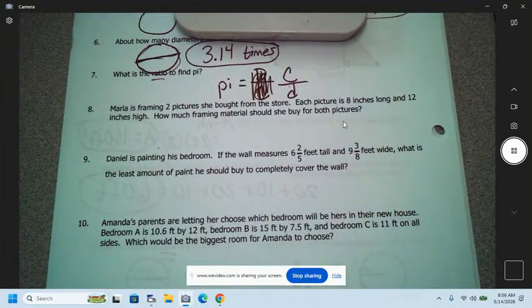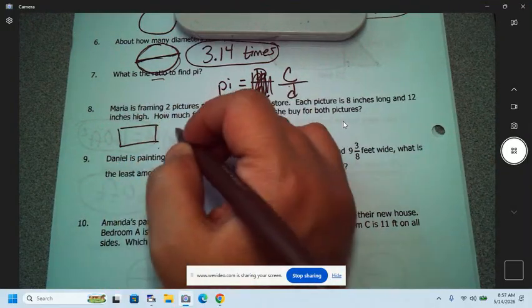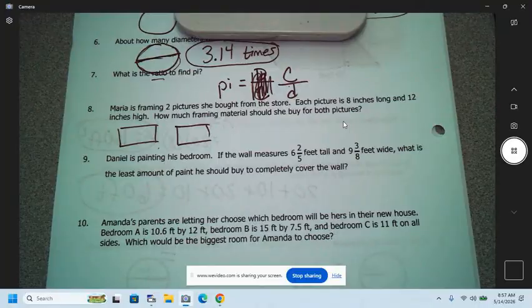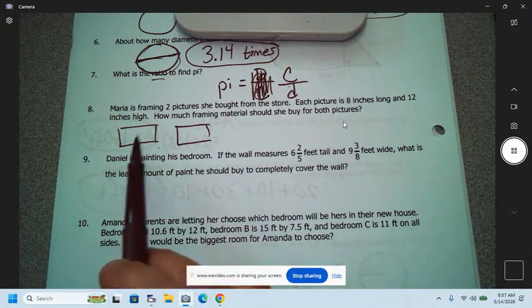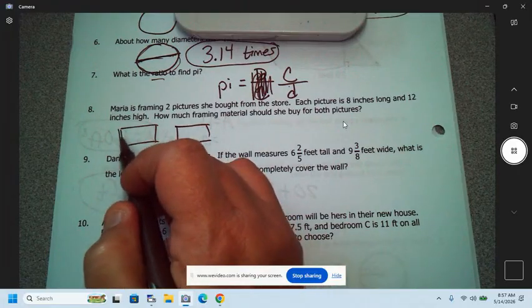So Maria is framing 2 pictures she bought from the store. A lot of kids ask me about this problem, but when they asked me, they had no pictures drawn. You don't have to draw fancy pictures, just draw pictures that help you see what's happening. She has 2 picture frames, and she's going to put a frame around the outside.